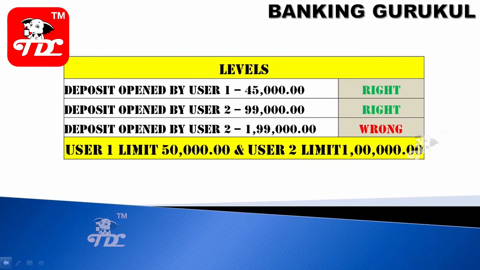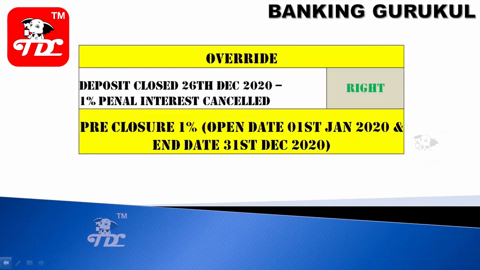So in my scenario, a deposit opened by user 1 for 45,000, because it is below 50,000, is a right scenario. A deposit opened by user 2 for 99,000: yes, he has a limit of up to 1 lakh, so this is a right scenario. But a deposit opened by user 2 for 1 lakh 99,000 is not allowed, because he has a limit of up to 1 lakh only. He can't open a deposit of more than 1 lakh. So this is a negative scenario and a wrong scenario. So while testing a fixed deposit, please remember these levels also.